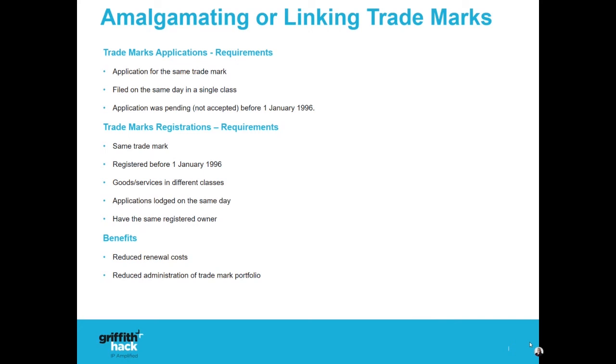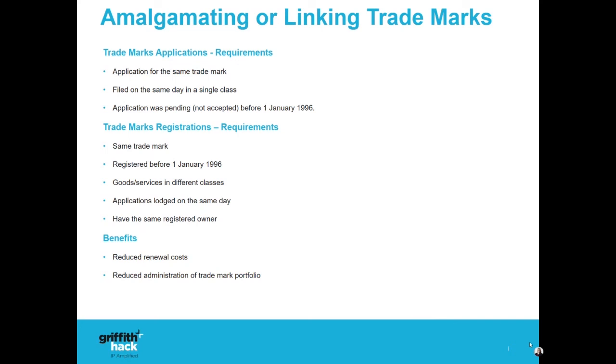I would be surprised if there are still pending applications on the register that were pending and not accepted before 1 January 1996. But be that as it may, if there are any, the requirements for linking are that an application for the same trademark was filed on the same day in a single class, and it was pending before 1 January 1996. Where this provision is more common is if you've got multiple single class trademark registrations that you want to link into a single multi-class registration.